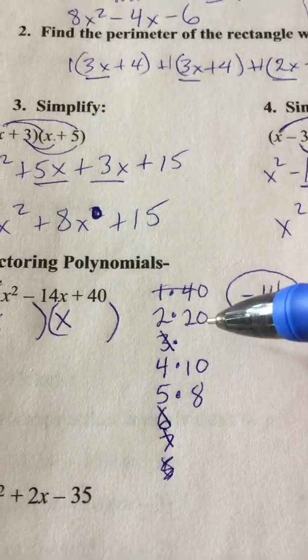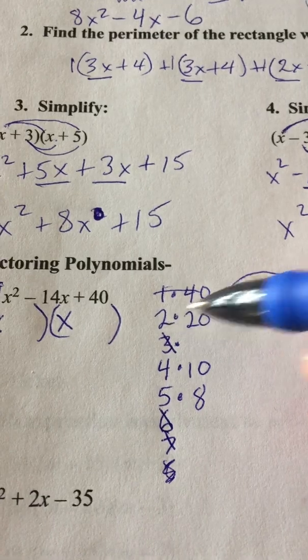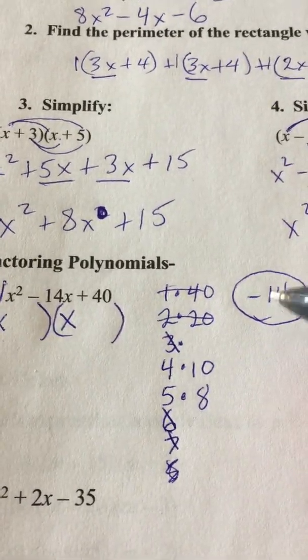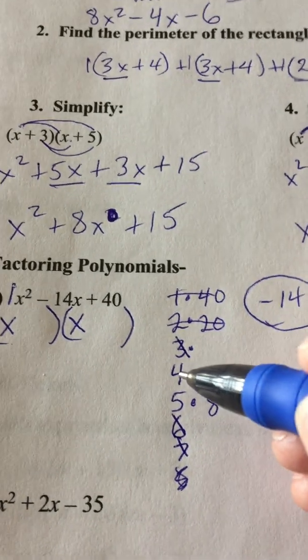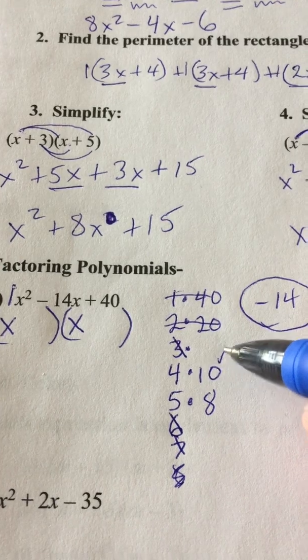If I add 2 and 20, I get 22, not my number. If I subtract them, 20 minus 2 is 18, not my number. And I'm not worried about the negative sign right now. I'm just looking to see if I can get the number. 4 plus 10, hey, that's a 14. If I subtract them, I get a 6. I'm going to keep this pairing right now.